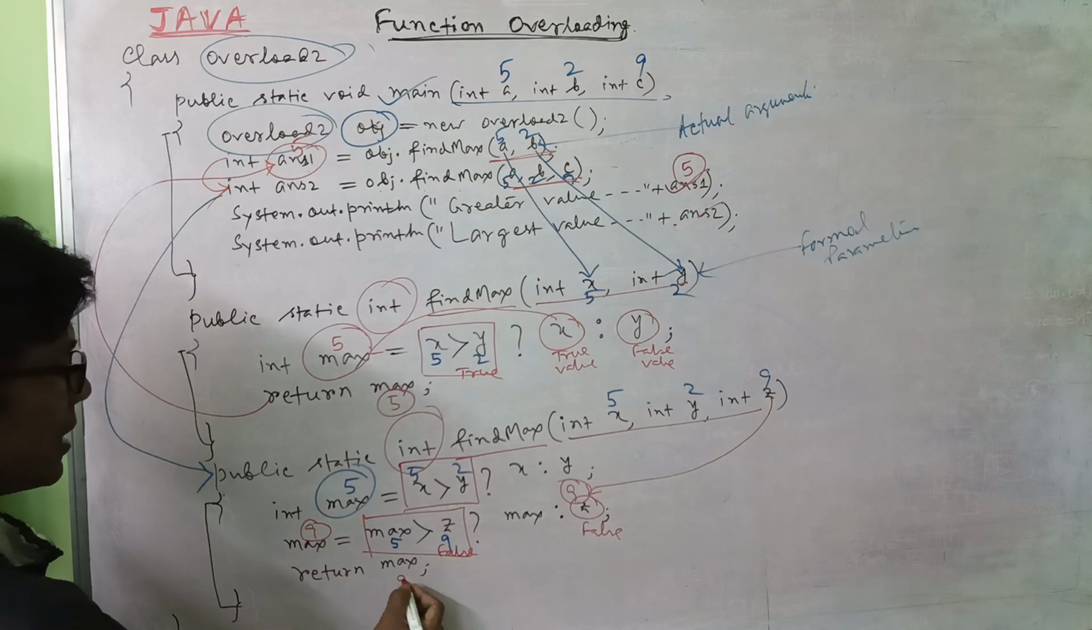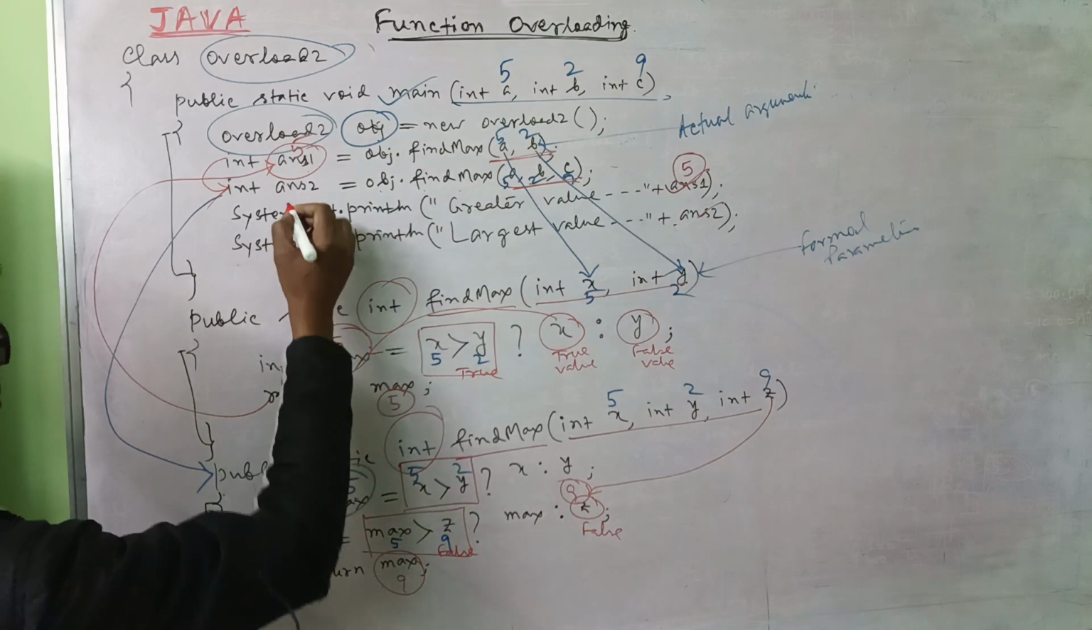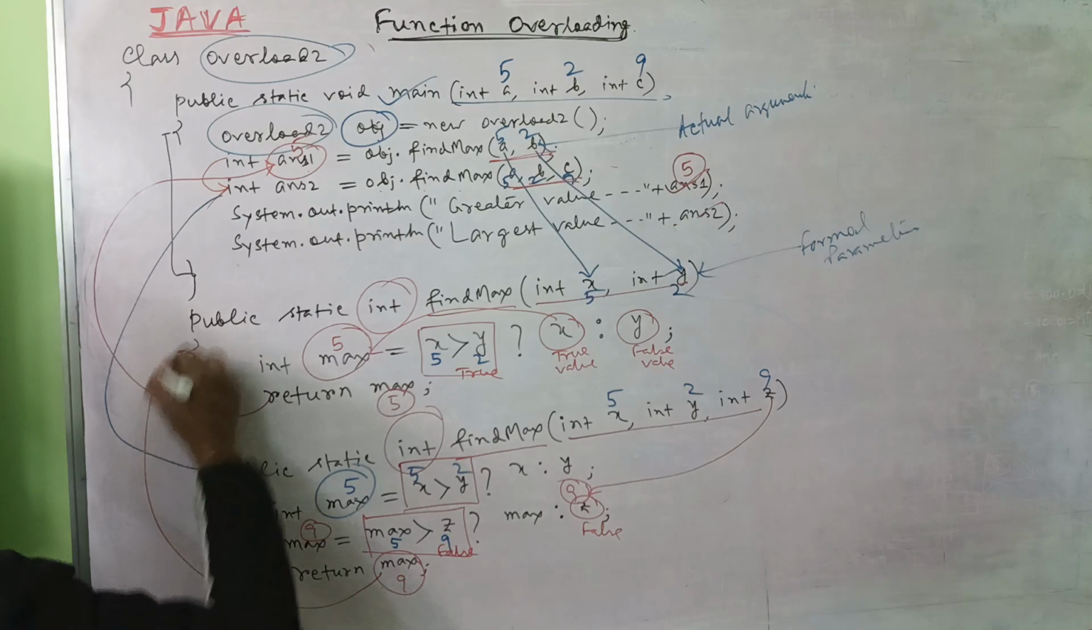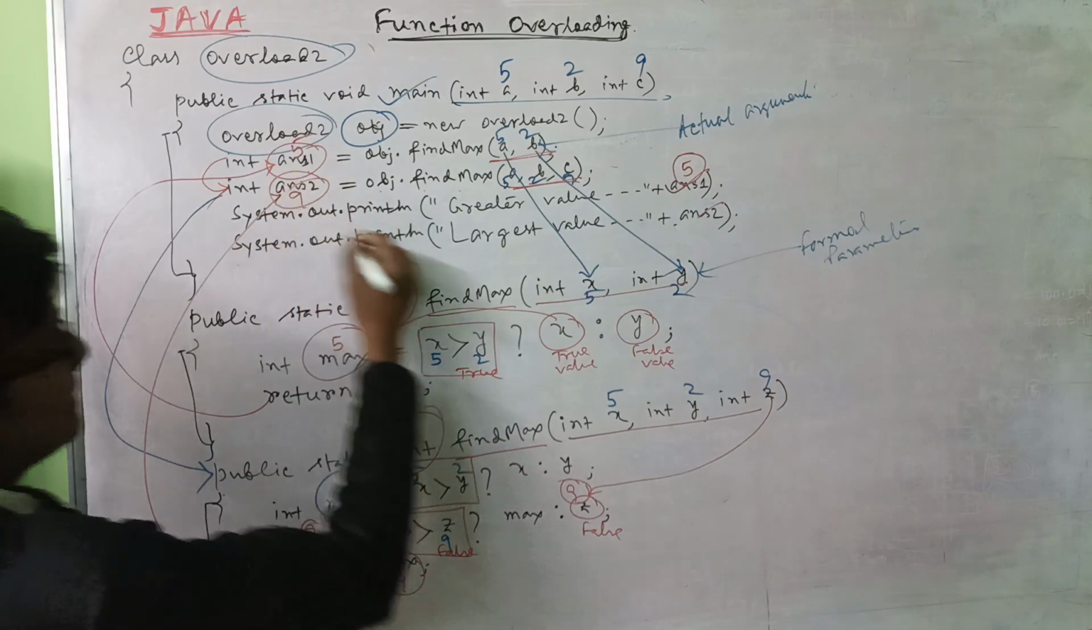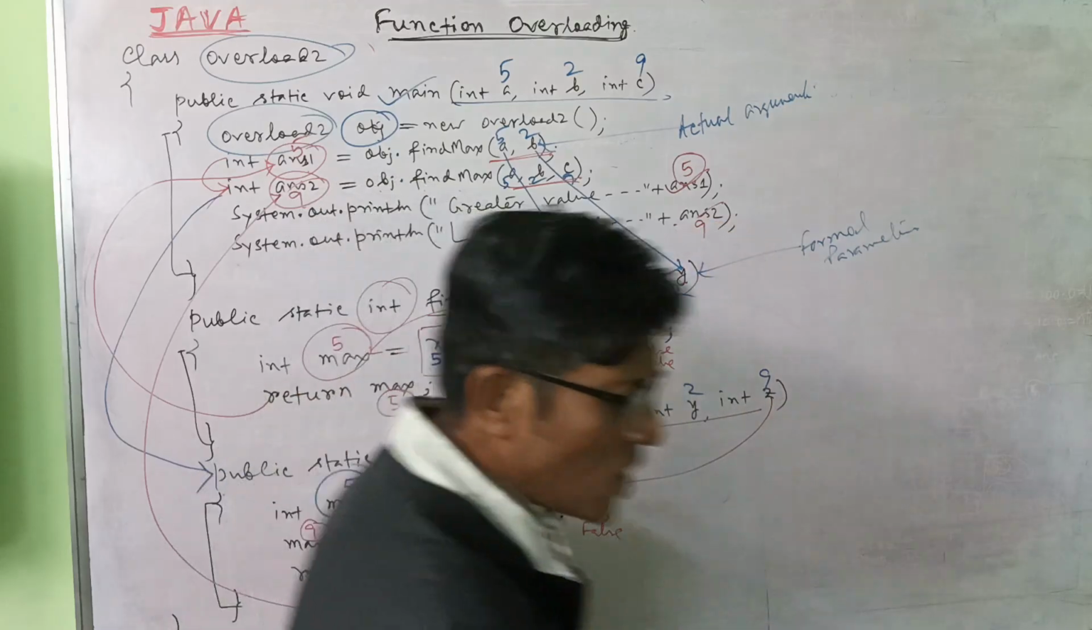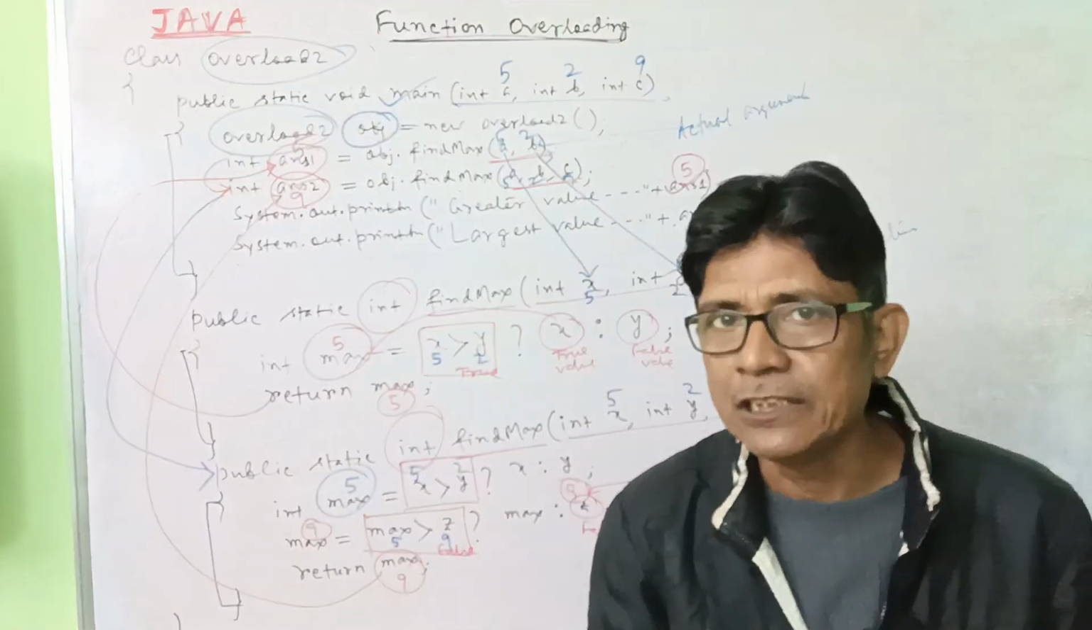And the computer returns 9. It will be returned here. So this value will come back to here, 9. And that 9 will be printed here. So I think you can understand it very clearly.